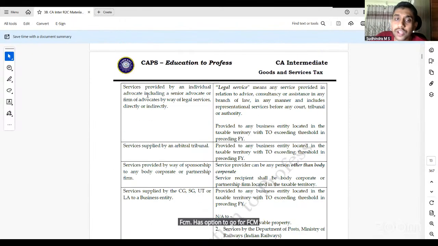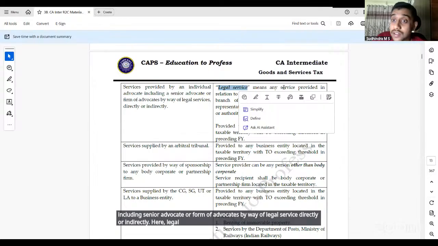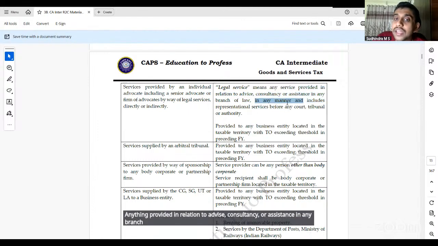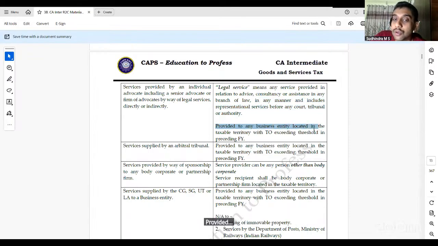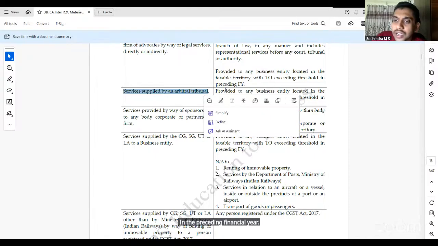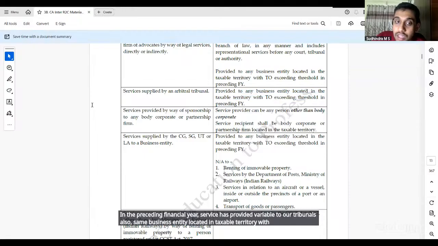Services provided by an individual advocate, including senior advocate, or firm of advocates by way of legal service directly or indirectly. Legal service means anything provided in relation to advice, consultancy, or assistance in any branch of law in any manner, includes representational service before any court, tribunal, or authority. Provided to any business entity located in taxable territory, turnover exceeding the threshold in the preceding financial year. Service provided by an arbitral tribunal also, to a business entity located in taxable territory with turnover exceeding the threshold.